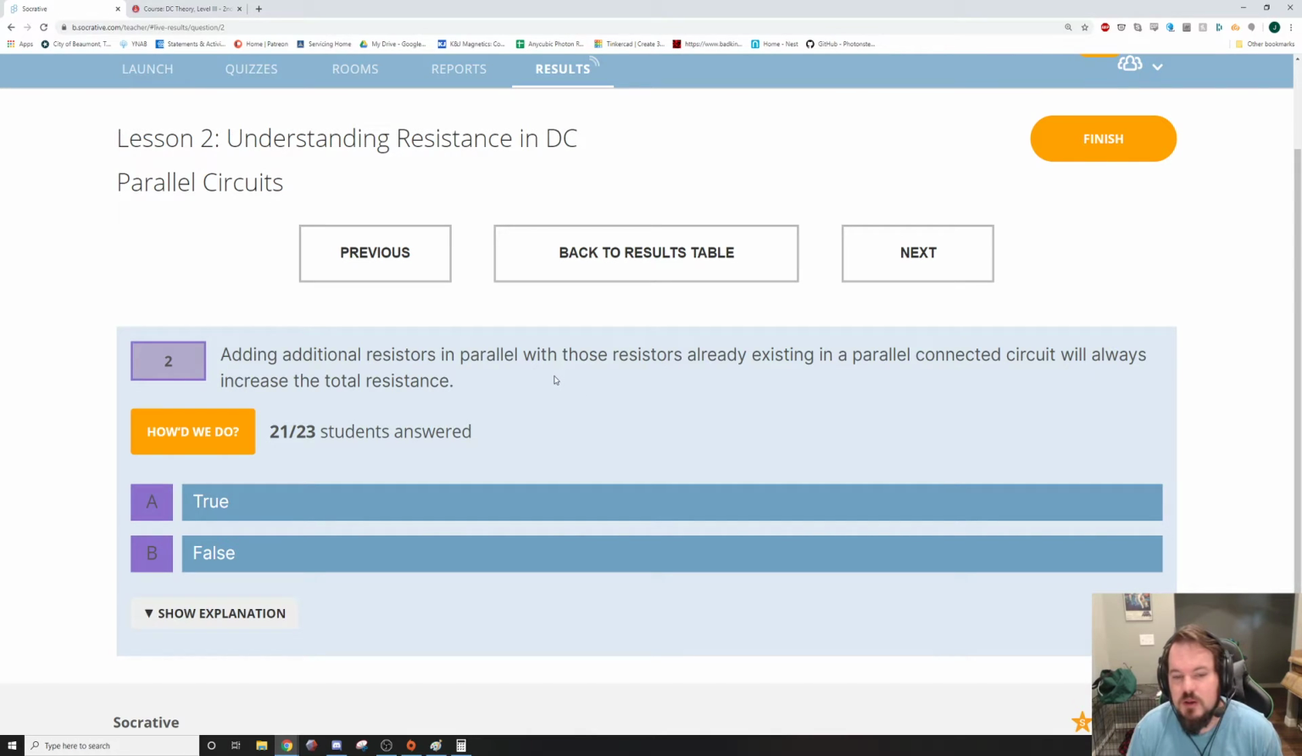Adding additional resistors in parallel with those resistors already existing in a parallel connected circuit will always decrease total resistance. We covered this last lesson. Adding additional legs to a parallel circuit will always decrease the resistance. Remember the checkout lanes. If you open another checkout lane, that decreases the resistance to getting out of the store, no matter how bad the checkout person is. More people are going to get out of the store for every lane that you open up.